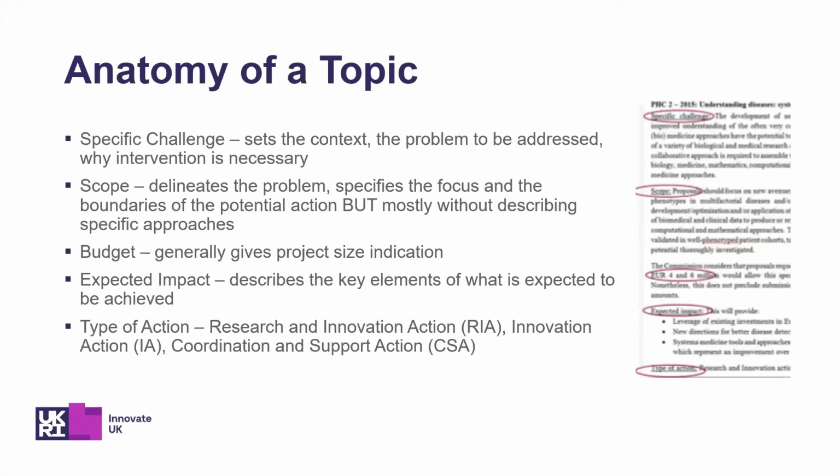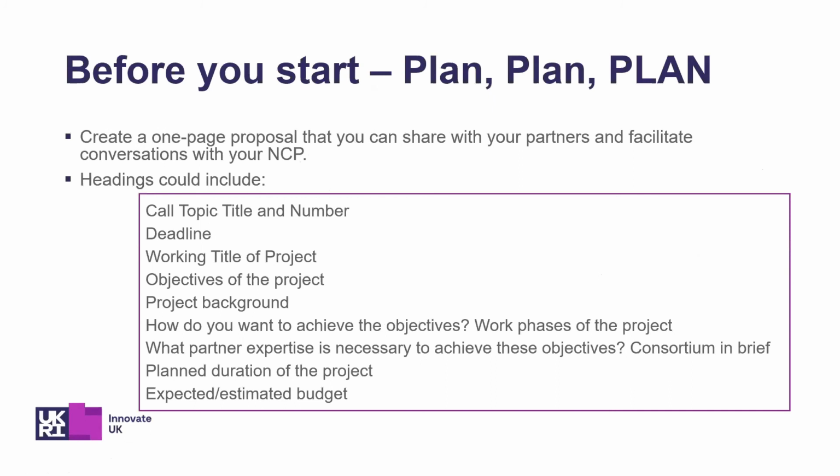So the challenge, what is the problem? The scope, what are we asking you to look at? Budget gives an indication of the project size, because they will normally say things like either between X and Y million euro or up to Z million euro, and that will tell you what sort of size project they want. That's not necessarily related to the size of the topic budget, because there may well be three or four projects per topic, but that's really what the budget in the scope refers to. It's the size of the project. And then the expected impact, what it is we're trying to achieve, and what type of action. That's the general scope, the outline.